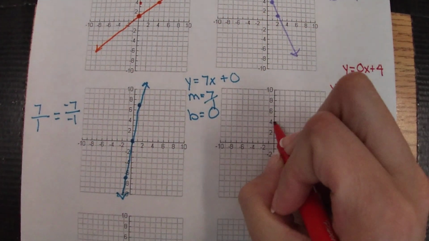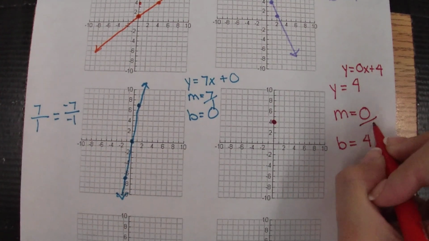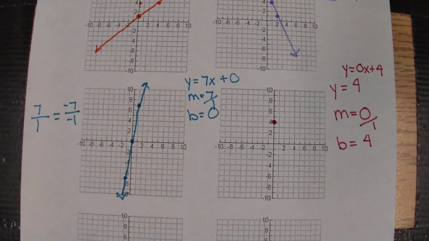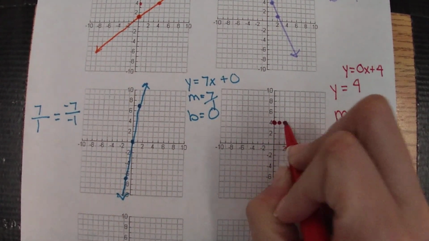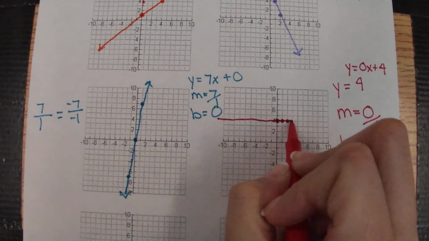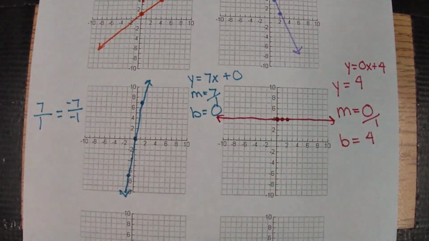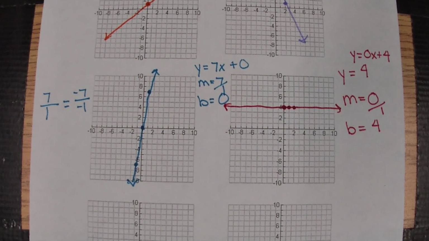Okay, so we're going to start at 4. If our slope is a fraction, 0 over 1 is still a fraction, so we can do that. We're going to go up 0 over 1, up 0 over 1, and we get a horizontal line, which makes sense because that is what something with 0 slope looks like.